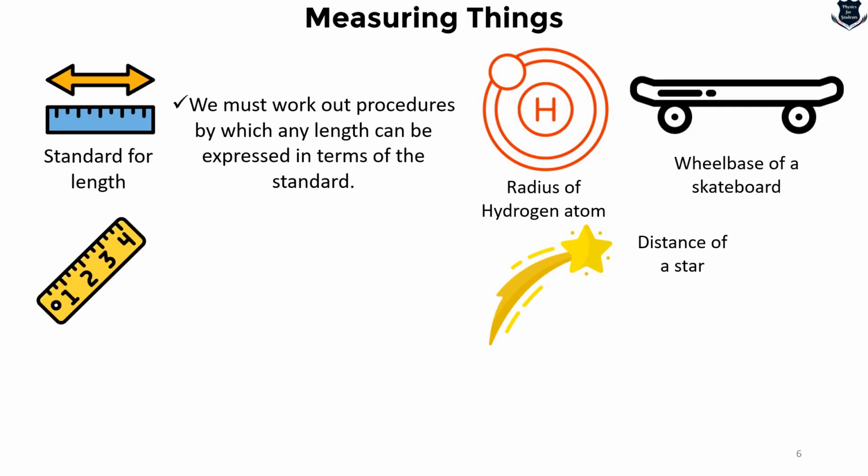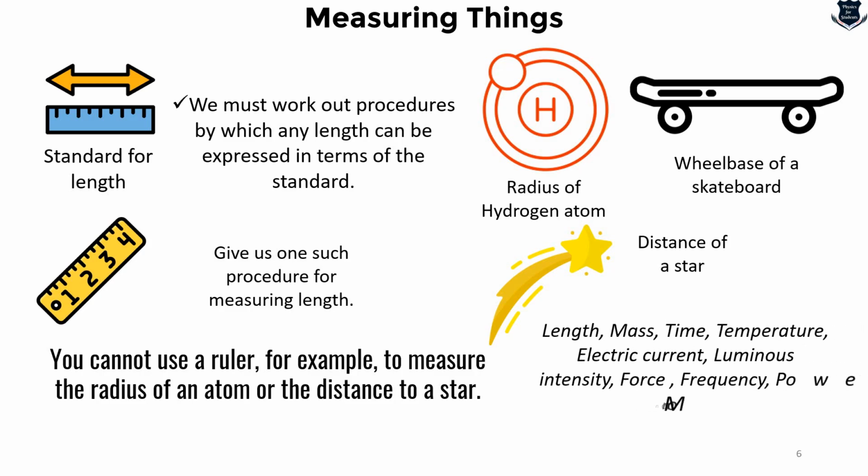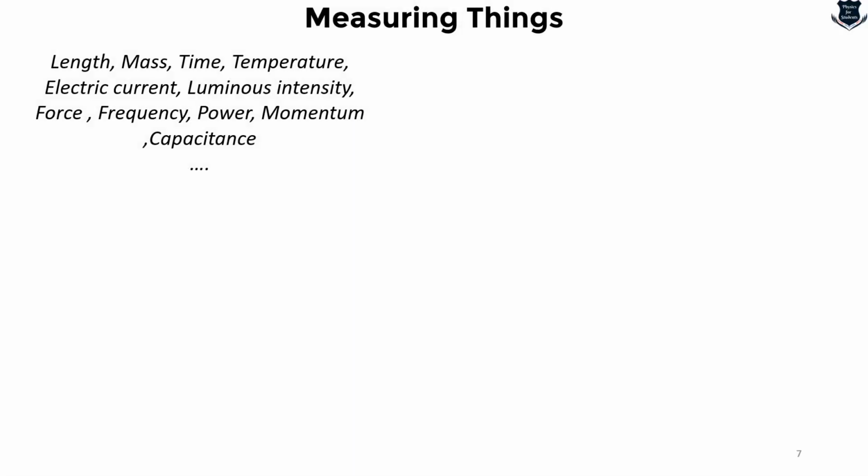Rulers, which approximate our length standard, give us one such standard procedure for measuring length. But remember, rulers cannot be used for measuring the radius of a hydrogen atom or the distance to a very remote star. You cannot use a ruler to do that. The problem is also that there are so many physical quantities, for example length, mass, time, temperature, electric current, luminous intensity, force, and the list goes on and on. So the question arises: how can we measure all those things, because there are a lot of them and they are not all independent?